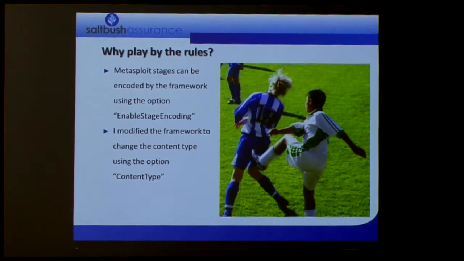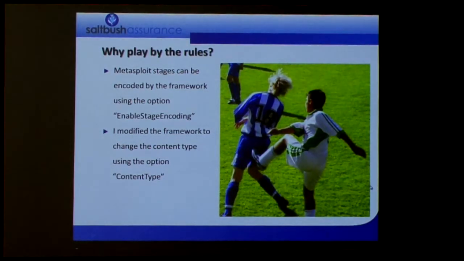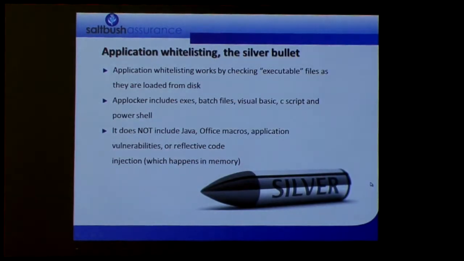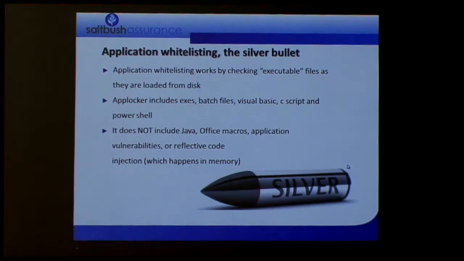So the question is, why do we have to play by the rules? Well, Metasploit already has a stage encoding option that gets the DLLs, downloads them in subsequent stages and just encodes them, and then they get dropped straight into memory. So all the filter sees is garbled junk. And it wasn't hard to modify the framework to change the content type to something else like image BMP. Oddly enough, it just works. It comes straight through. It runs straight through everything. I can't demonstrate that today, I'm afraid.